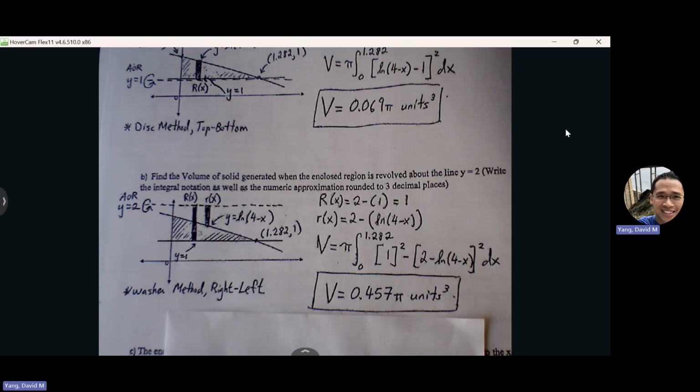Identify both your big R and little r. You use the same bounds as previously, since we're still same orientation, same graphs. And then make sure you're squaring your radius separately.